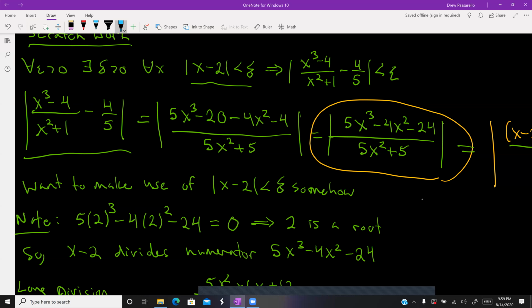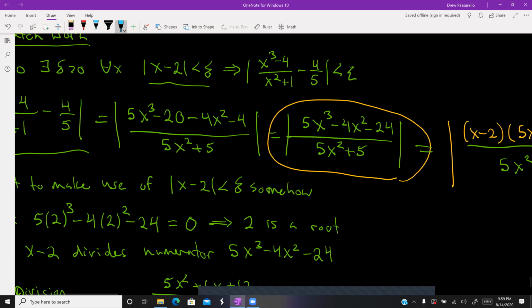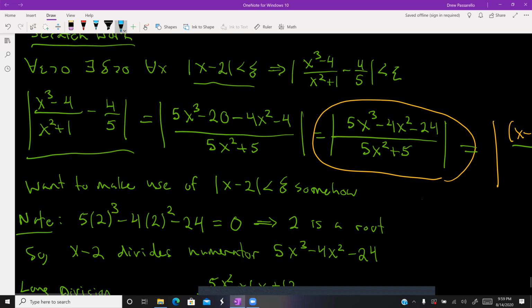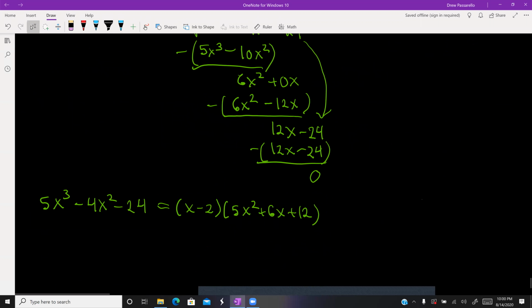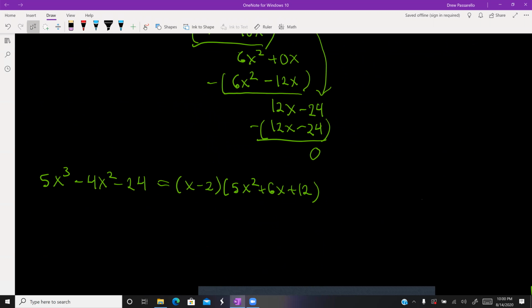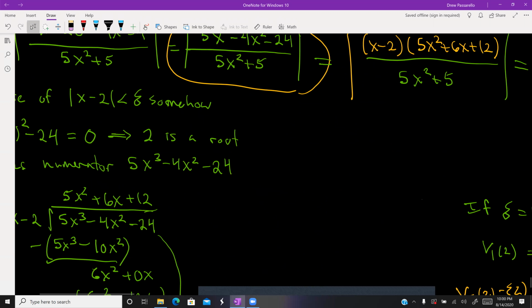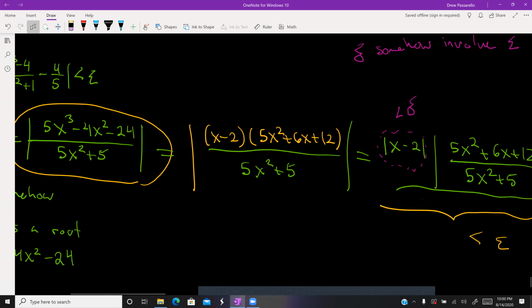Well, we know that if you plug in 2 into the numerator, you get 0. So that means 2 is a root of that polynomial 5x cubed minus 4x squared minus 24. So then the factor x minus 2 divides the numerator. After you do that, it factors into x minus 2 times 5x squared plus 6x plus 12. So that way we have this x minus 2 that we can utilize. That's why I wrote it now in the top part in yellow.